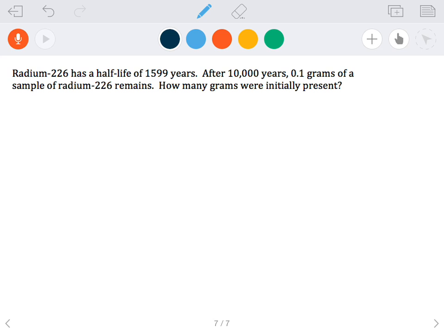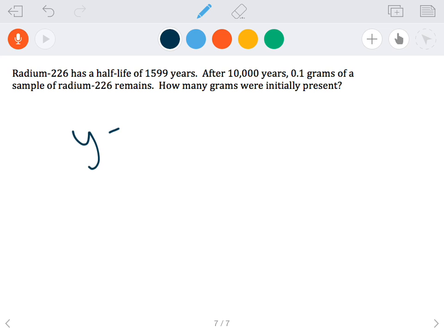Let's do another example. Chemistry! There's a chemistry way to solve half-life problems, but we will solve them the calculus way. It says radium-226 has a half-life of 1,599 years. After 10,000 years, 0.1 grams of a sample of radium-226 remains. How many grams were initially present?